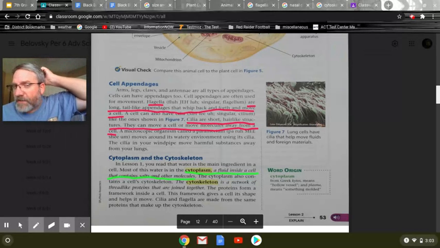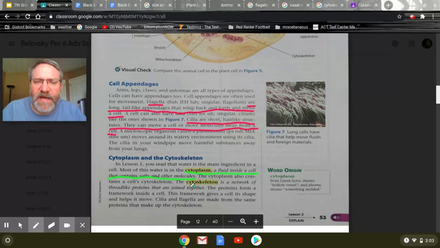Now, something else that is in the cell is the cytoskeleton. So that is number 6, cytoskeleton. Cytoskeleton is a network of thread-like proteins that are joined together. Hit pause, type that, and come back.